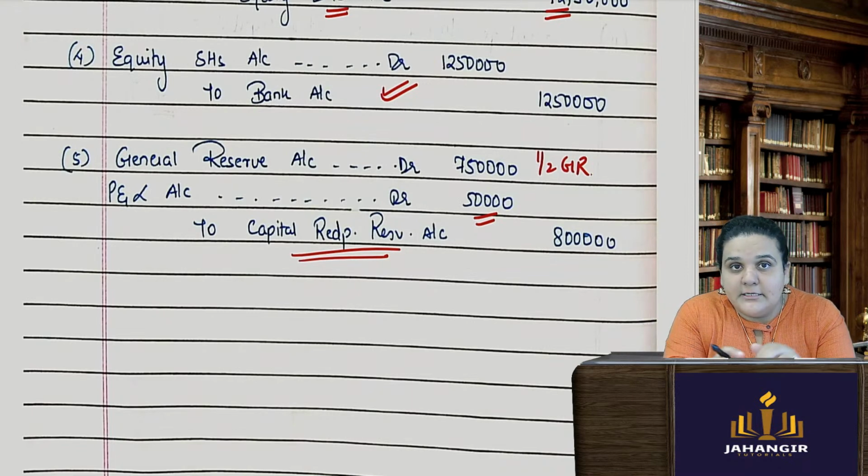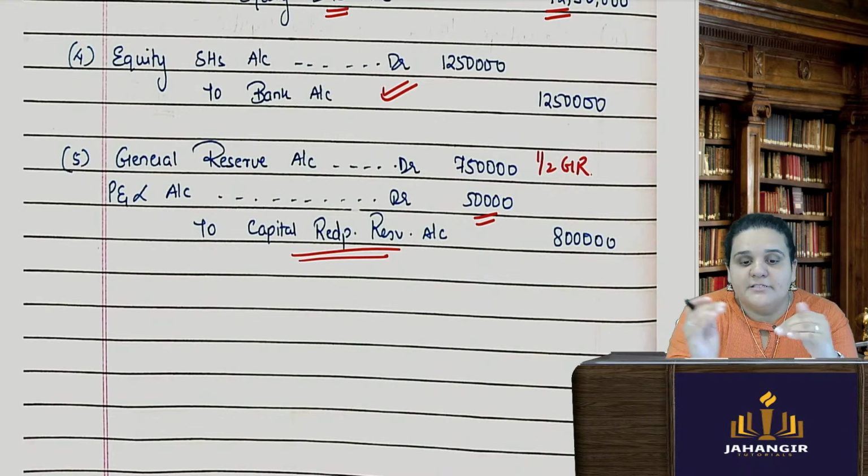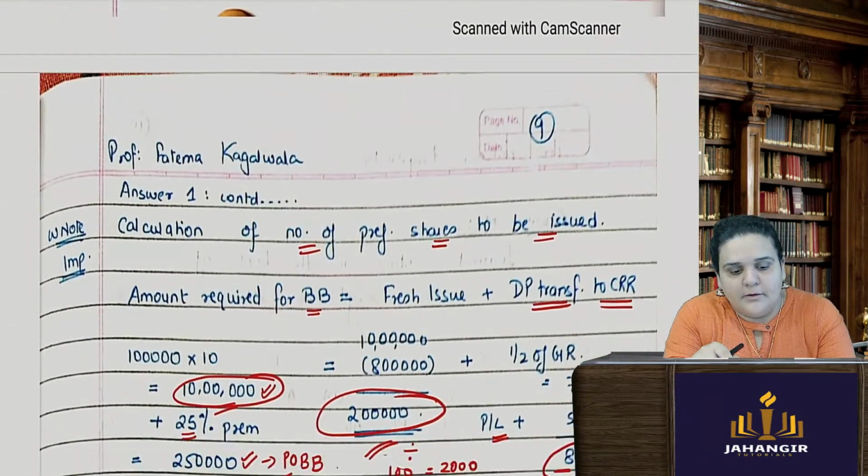But in certain sums they will not tell you. They will tell you to use the minimum reserves, or they will tell you to use the maximum of reserves and the minimum of the fresh issue. So this can be one particular condition.